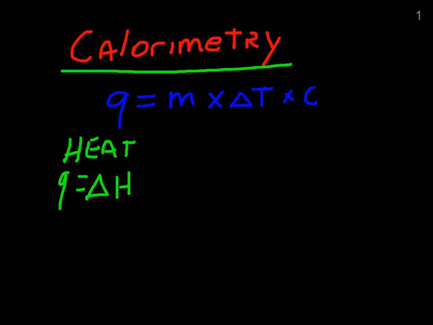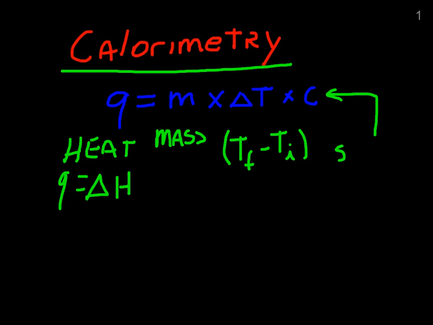Now, the next term is mass. The next term is change in temperature. So it's going to be T final minus T initial. And then the last factor right here is kind of an interesting one. It's called specific heat. And specific heat is sort of a correction factor because all materials have slightly different abilities to absorb energy or to store energy. It's kind of the same thing.